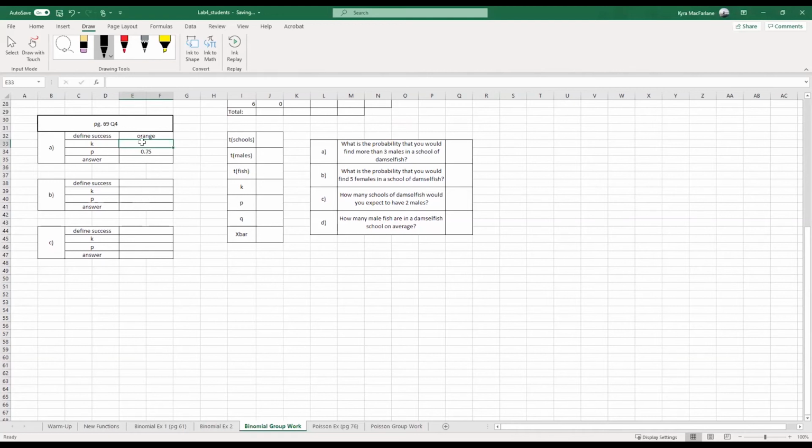So K, our number of trials in this case, is 18. And using our binomial.dist function, we're looking at, what is it? 8 are a success. So 8 successes out of 18 trials. The probability of success is 0.75, not cumulative.